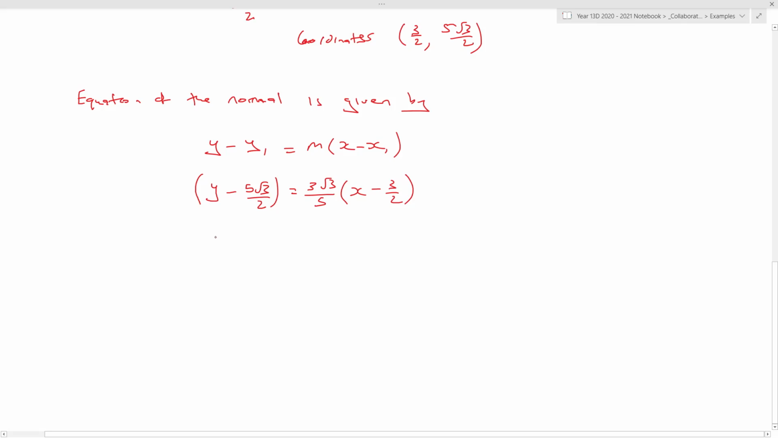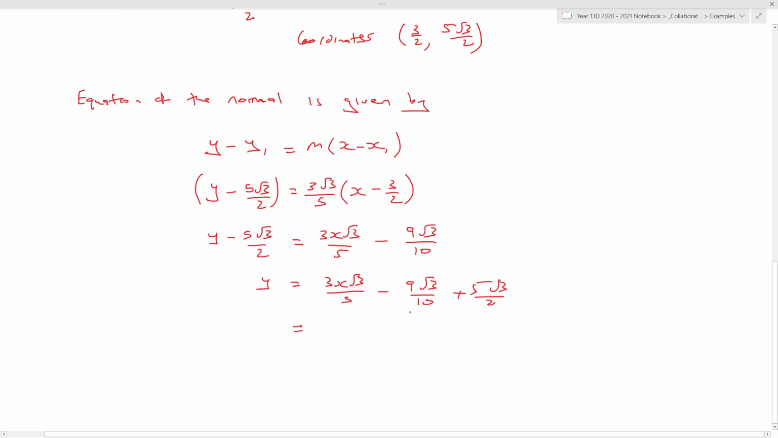Okay, so let's expand the brackets and simplify. So we go y minus 5 root 3 over 2 is equal to, if we multiply that, we get 3x root 3 over 5 minus, so it'd be 9 root 3 over 10. So y is equal to 3x root 3 over 5 minus 9 root 3 over 10 plus 5 root 3 over 2. The 5 has changed sign coming over this side.